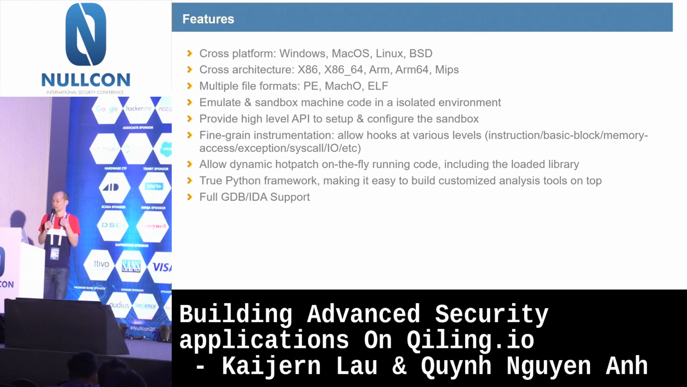Qiling allows you to dynamically patch the program on the fly, which means that when the program runs, you can patch the emulated program inside the memory. And this one is very important: we chose Python as the programming language, so Qiling is a Python framework, which makes it easy for you to build customized tools on top of it. Recently we have new features: we embed a GDB server inside Qiling, so we can turn it on at runtime, and not only can you analyze it, you can debug it.